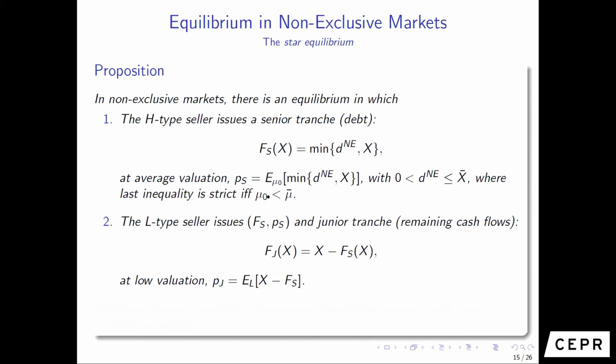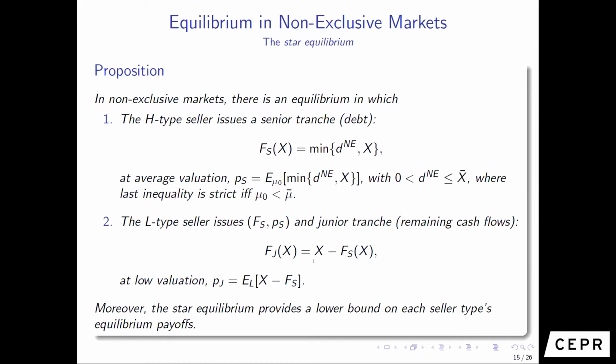What does the low type do? Well, the low type also tranches her cash flows. She will issue the senior tranche where she will get sort of a subsidy because this is priced at average valuation, and then also issues a junior tranche to another buyer. Okay, so now we have two tranches that are traded. We have a senior tranche that is traded by everyone, and we have a junior tranche only traded by the low type. I'll talk more about this equilibrium, but moreover, this star equilibrium provides a lower bound on each seller type's equilibrium payoff. So if there is another equilibrium in non-exclusive markets, it will have payoffs higher than the ones implied by the star equilibrium for both types.